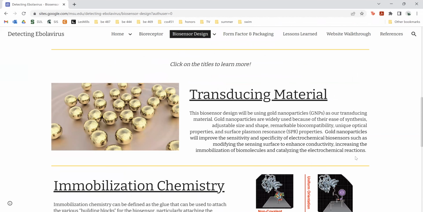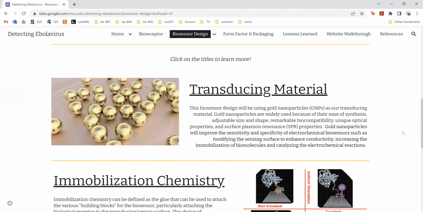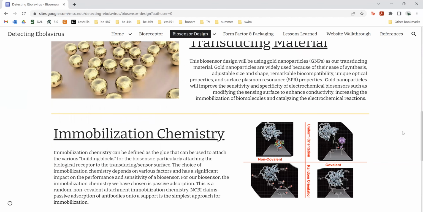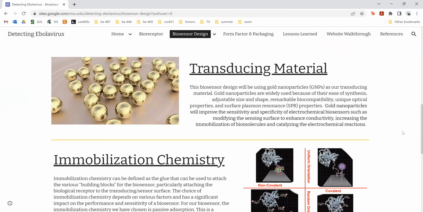As you continue to scroll down, you can see our chosen transducing materials, our immobilization chemistry, and our signal generation. This biosensor design will be using gold nanoparticles as our transducing material. They are widely used because of their ease of synthesis, adjustable size and shape, and their remarkable biocompatibility, as well as their unique optical properties and surface plasmon resonance properties.